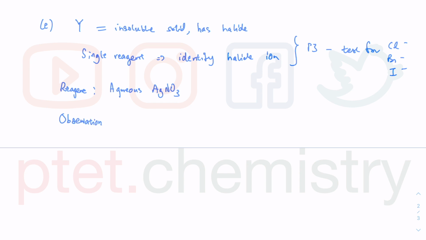Now they say confirm that it contains bromide. You get a cream precipitate because that is the color of silver bromide. Cream precipitate forms. So silver chloride will be a white precipitate. Silver iodide will be a yellow precipitate. Silver bromide is your cream precipitate.